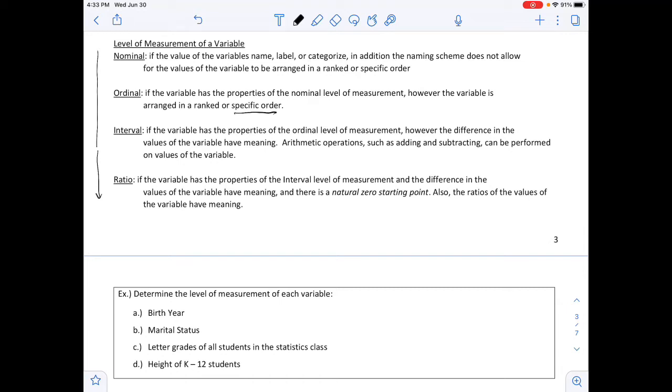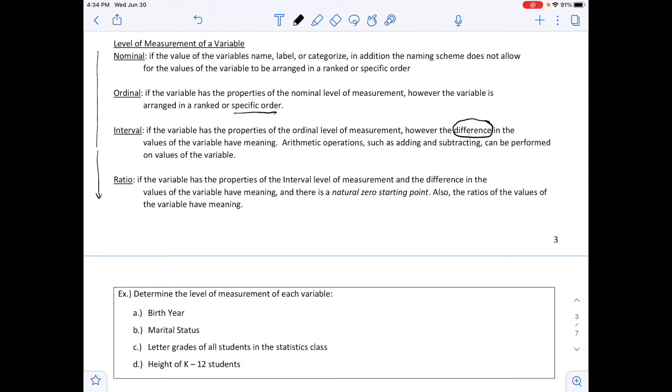The next one that we have is interval, which is where we can do arithmetic operations, and the big one here is difference. So where you could subtract them and it makes sense. Again, that key part there is subtracting them to make sense. If something's alphabetical order, you can't really subtract those and it makes sense. However, if it's a numerical ordering, you can subtract them and a lot of times it will make sense.